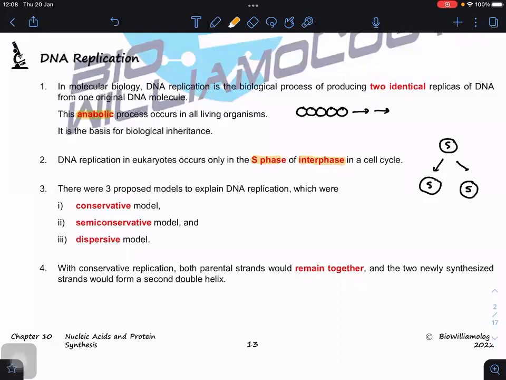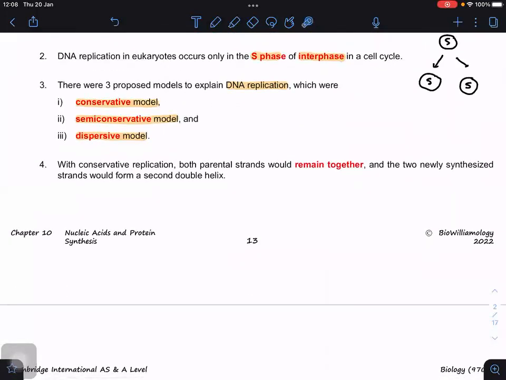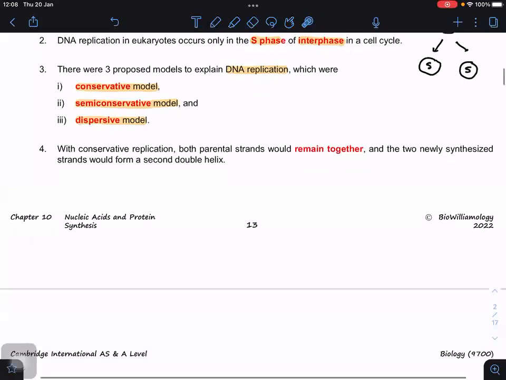For DNA replication, scientists proposed three models. The first model is called the conservative model, the second is the semi-conservative model, and the third is the dispersive model. So what's the conservative model? The conservative model means that both parental strands remain together and two newly synthesized strands form a second double helix after replication. I will draw it out later, don't worry.